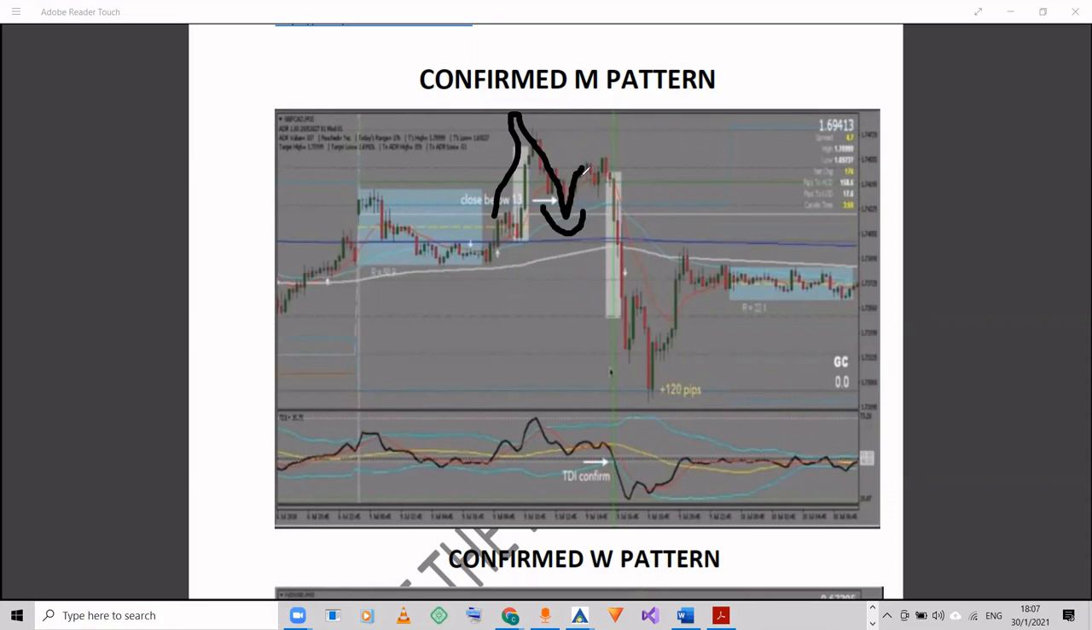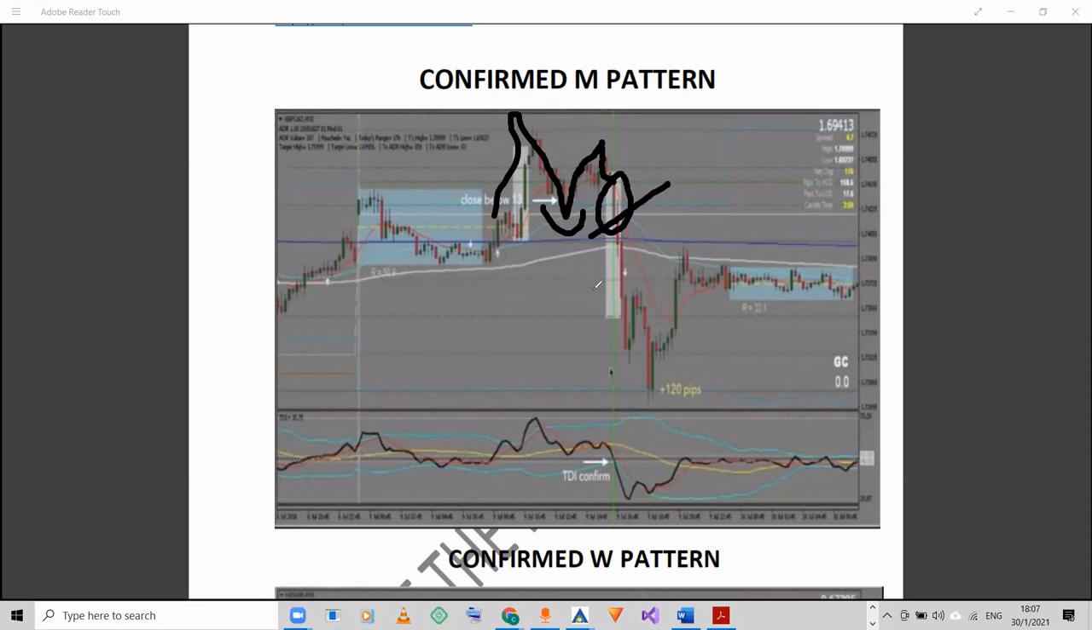An apex. Then what went on to happen? A second leg. After the second leg was formed, price then gave a shifting candle that went on to close below the 13 and the 50 EMA. So the trade entry was right there.